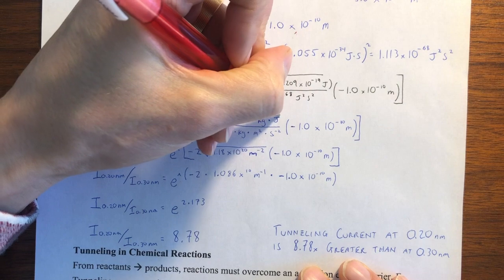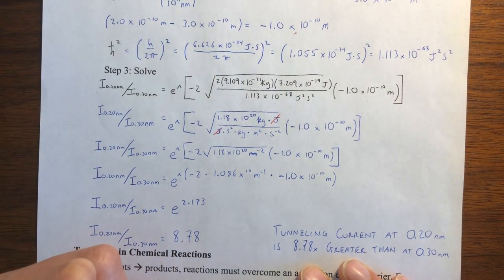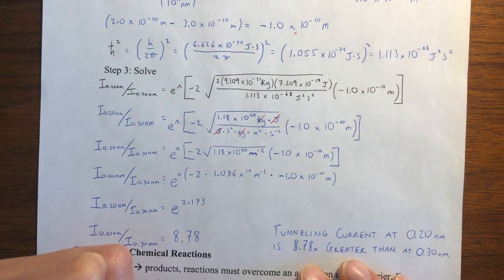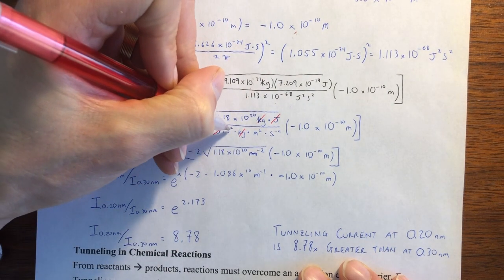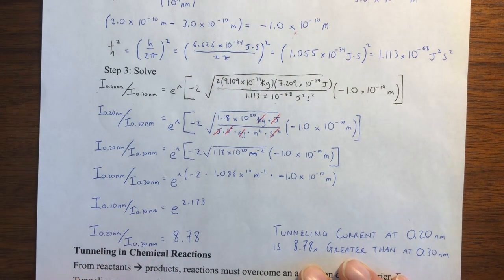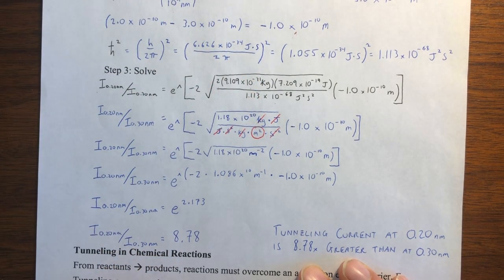And here we have our units that we can cancel. Joules in the numerator cancel with joules in the denominator. Kilograms in the numerator and denominator cancel. In the denominator, seconds squared and inverse seconds squared cancel. And all that we're left with is meters squared in the denominator.